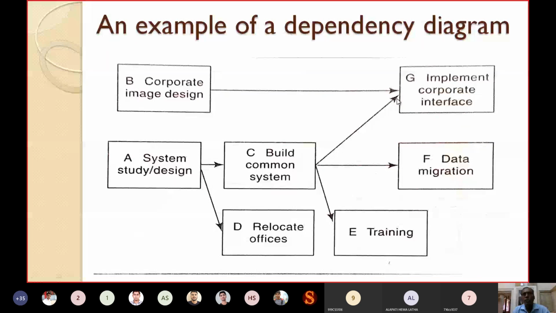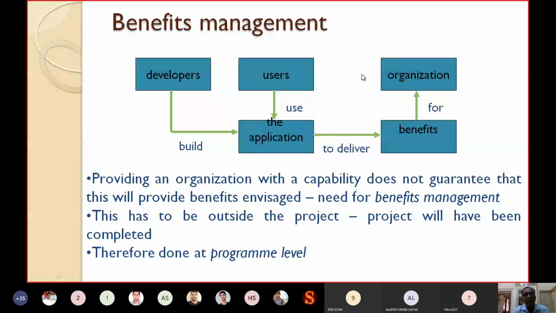We have seen project program management. Now let's quickly look at the benefits management. I have already told you there are different costs. There are different benefits also present. So now let's see about the benefits management.